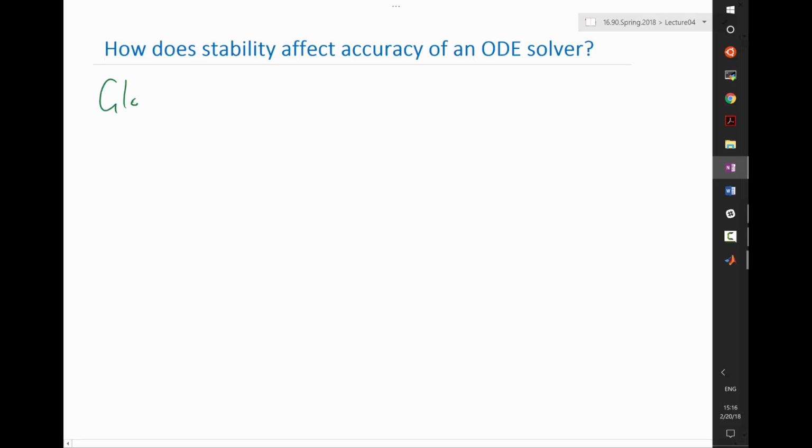So global error versus local error. Local error.